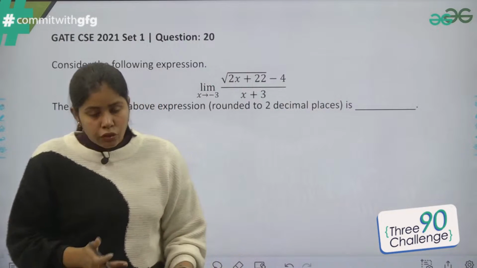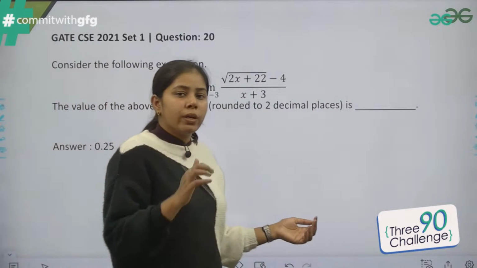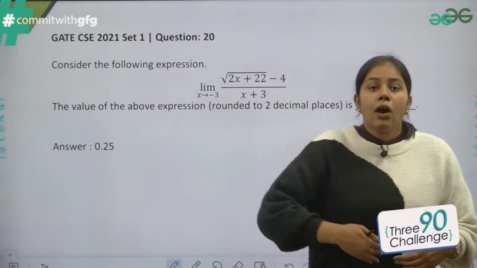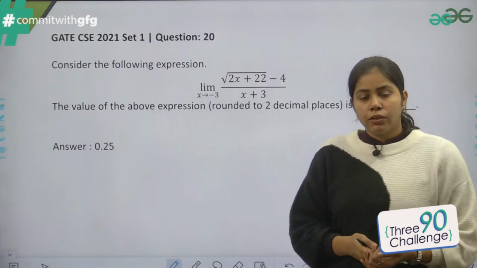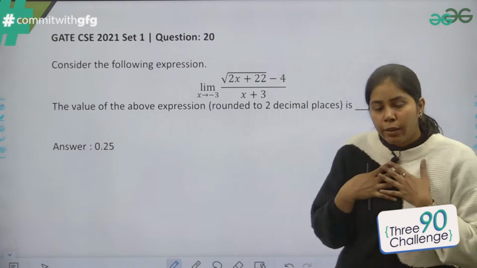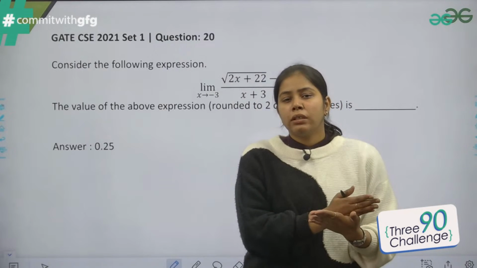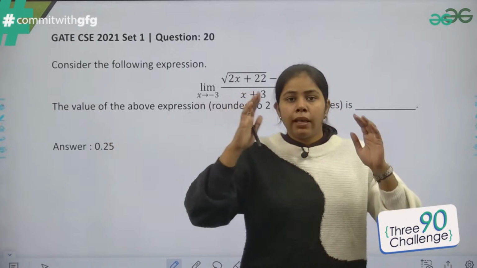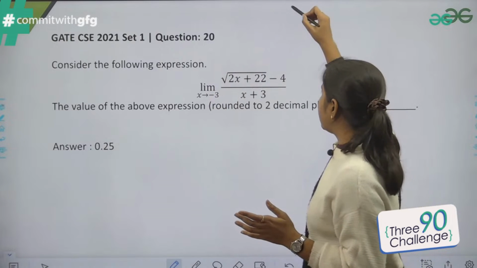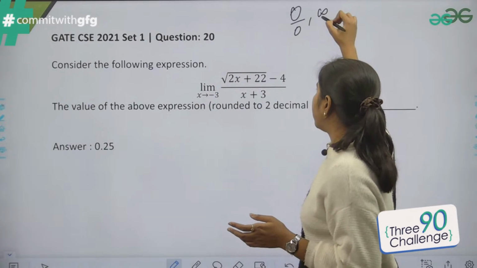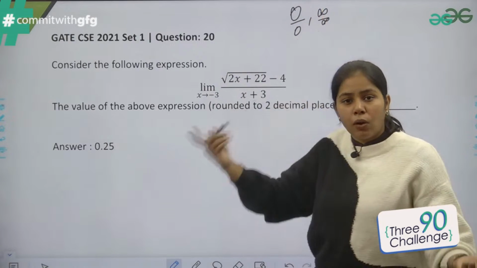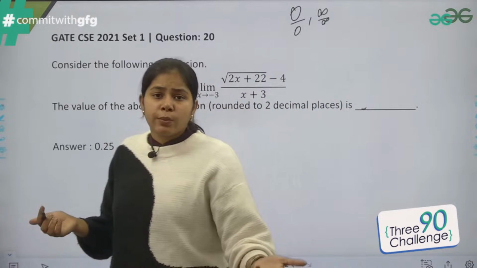Martharaj, you have two options in these types of questions. Either you can rationalize or you can use L'Hopital rule. Usually I prefer L'Hopital rule, because L'Hopital works in any question. If I'm getting 0 by 0 or infinity by infinity form, L'Hopital always works. Rationalize sometimes works, sometimes not.